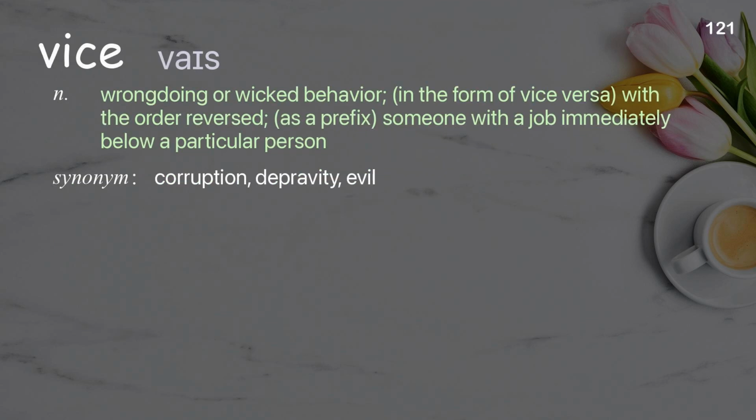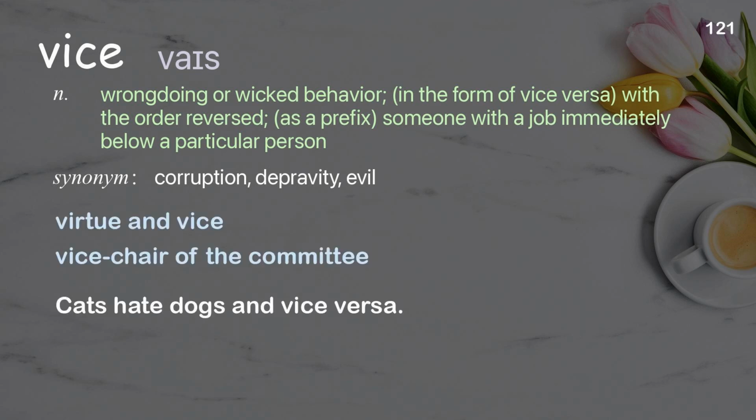Vice. Wrongdoing or wicked behavior, in the form of vice versa, with the order reversed, as a prefix, someone with a job immediately below a particular person. Examples: virtue and vice. Vice chair of the committee. Cats hate dogs and vice versa.